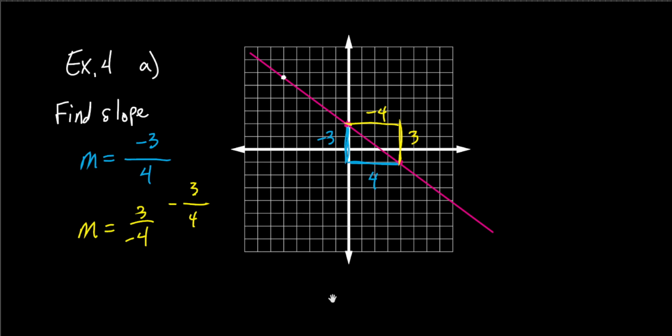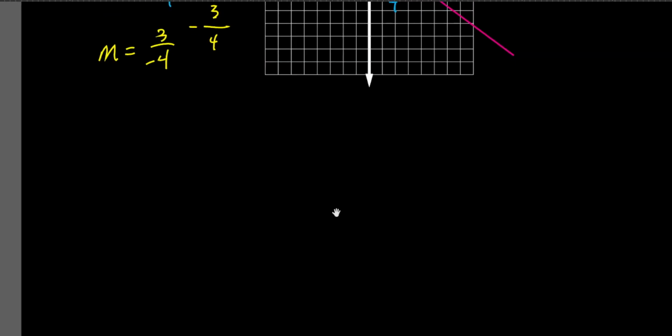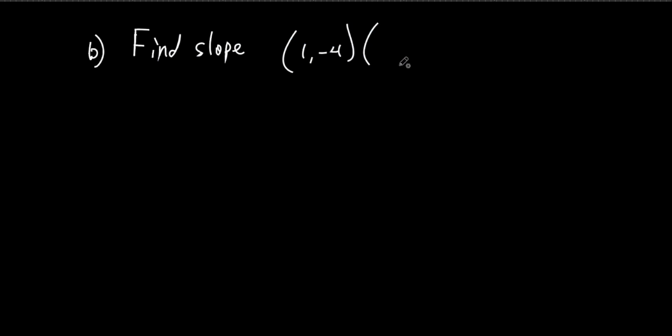All right, let's do another one. This one, they're not going to give you a graph. Actually, I don't need to copy that because I just said they're not going to give us a graph. What they're going to do, this is part B. They're going to say find the slope. I'll just write that down. Find the slope. And then they give you 2 points, okay? And they give you 1, -4, and they give you 3, 2.